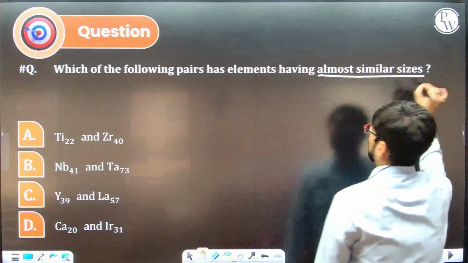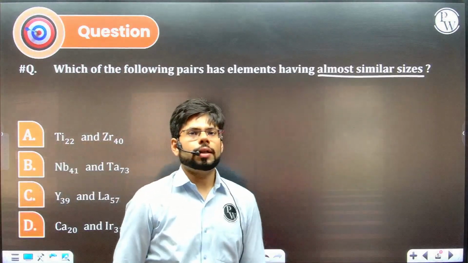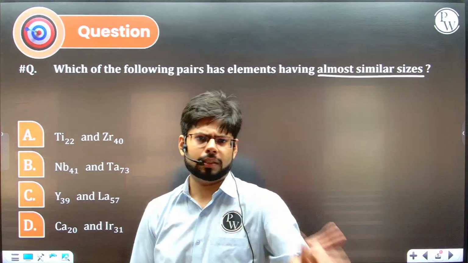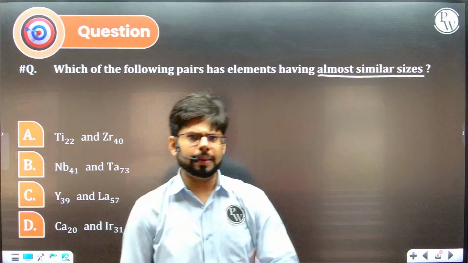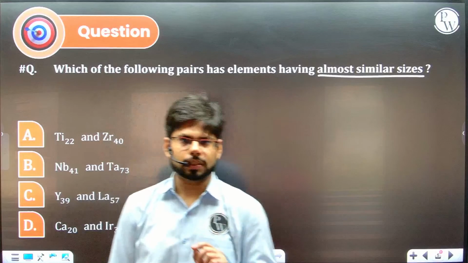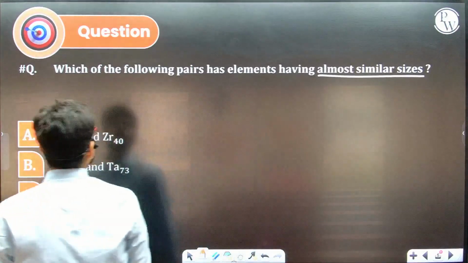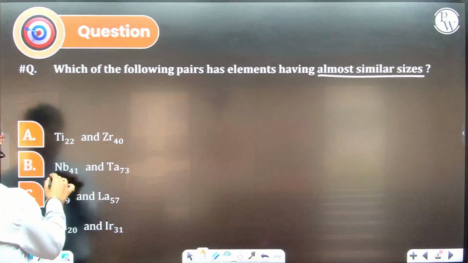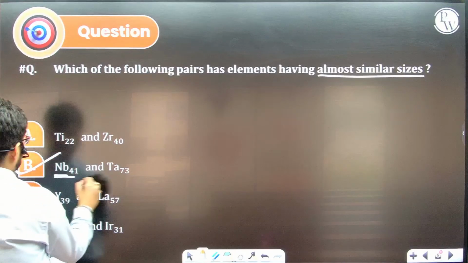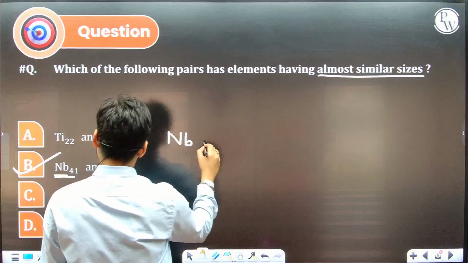Very, very important. Almost similar sizes. Now see, this concept is discussed in the chapter called classification of elements and periodicity, that is in 11th standard. This concept is discussed because we discussed lanthanide contraction there, right? And we know as a result of lanthanide contraction, Nb and Ta have similar sizes, that means almost the same size. Nb is niobium and Ta is tantalum.